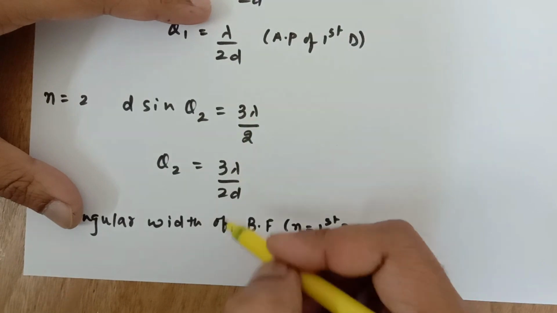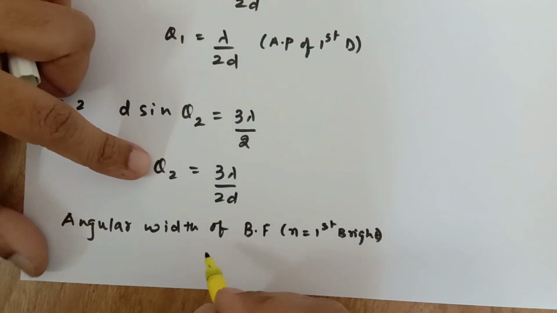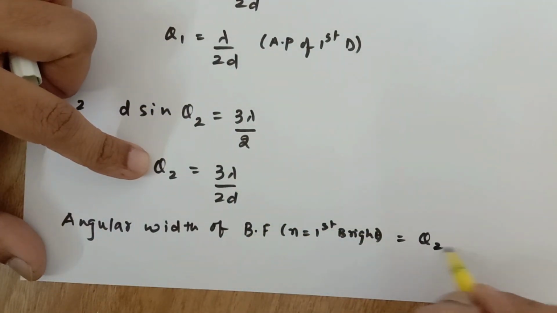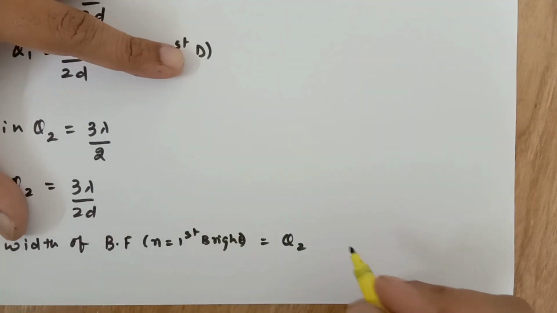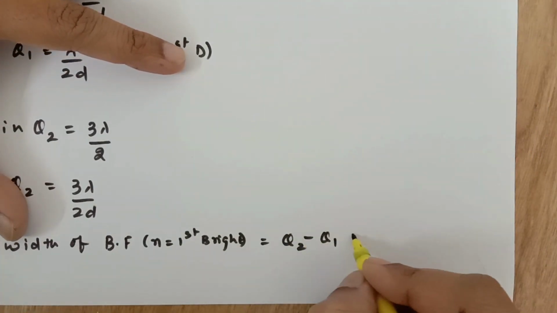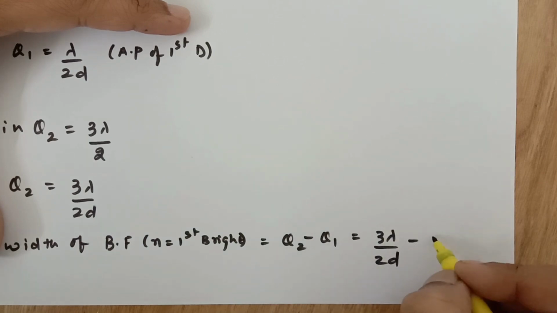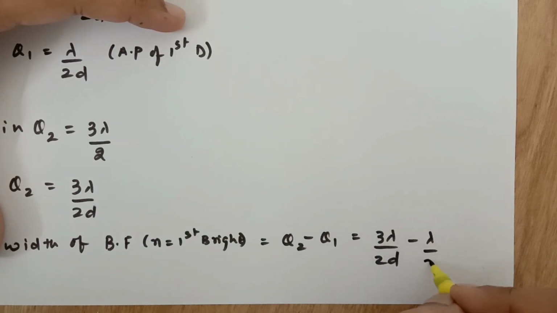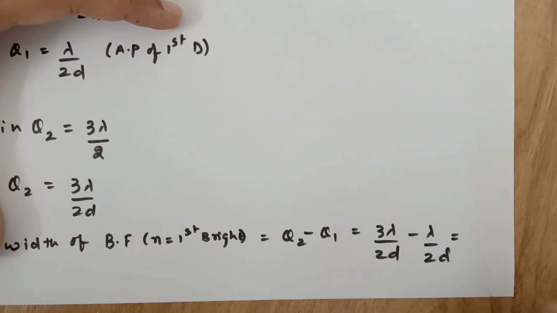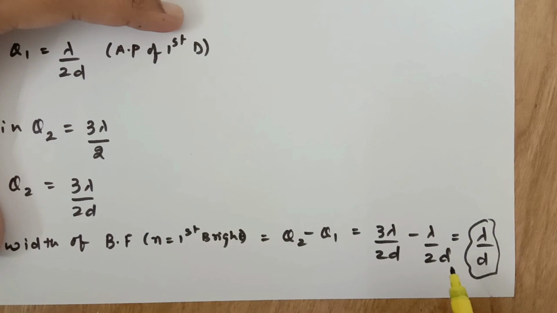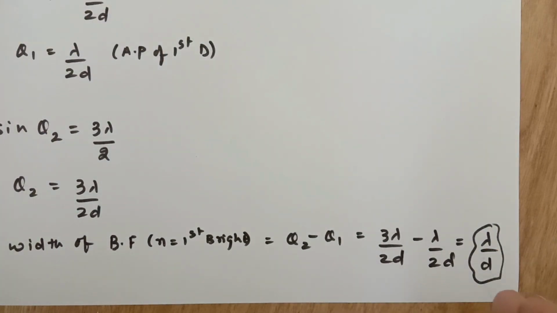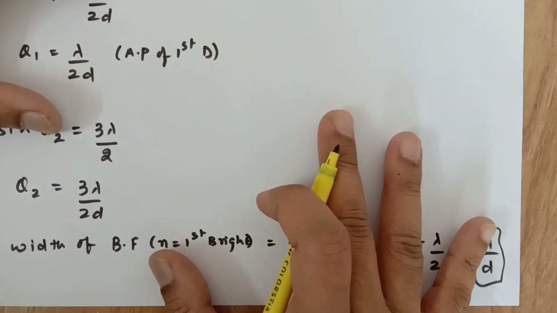Now if you subtract theta 1 from theta 2, that is theta 2 minus theta 1, that will be equal to 3 lambda by 2d minus lambda by 2d. So again your answer turns out to be lambda by d. So the answer remains the same whether you are talking about the angular width of the first dark or first bright or any of the dark fringes or any of the bright fringes. Answer would be the same.